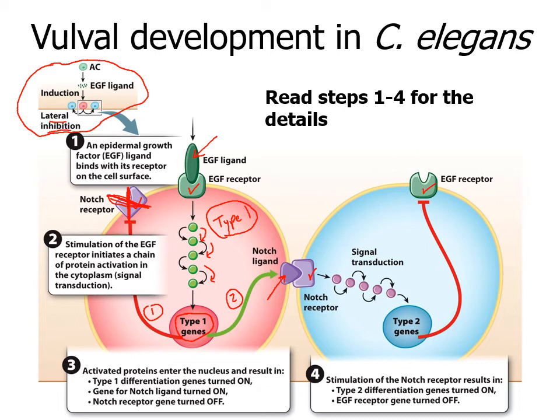The Notch ligand is produced, and it binds the Notch receptor in this other cell, which leads to the signal transduction pathway in cell type 2, and that induces this progenitor cell to become a type 2 cell. One of the things that being a type 2 cell means is it blocks the EGF receptor. So while we had the EGF receptor in the cell that becomes the type 2 cell, we turn that off and get rid of it. So the EGF ligand is no longer going to bind at all to the type 2 cell. And we turn on other genes that make this a type 2 cell.